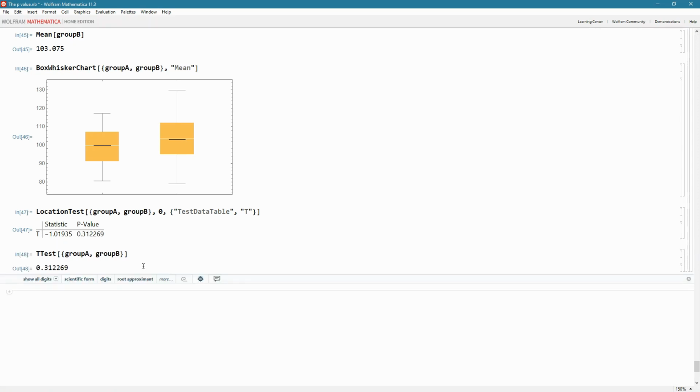And let me just show you, there's another way, just right there, t-test, and let's say group A and group B. Very easy in Mathematica to get these p-values. Very easy to do. So I hope this has given you some intuition about the p-value, what it really means.